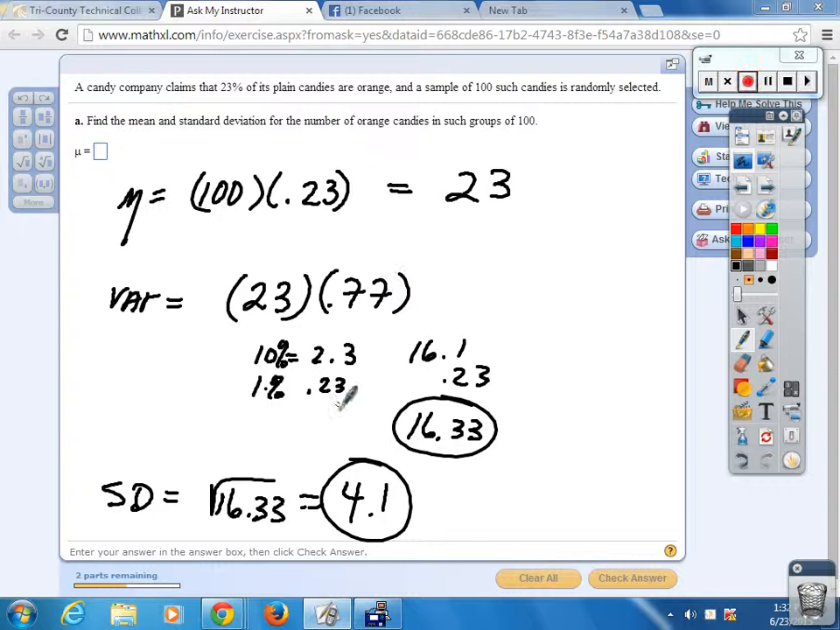So 7 times 0.23 is 1.61. So 1.61, and that's going to give me, hold on a minute, and I'll ask you if that's right. 17.71. And then the square root of 17.71 is going to be about 4.2.